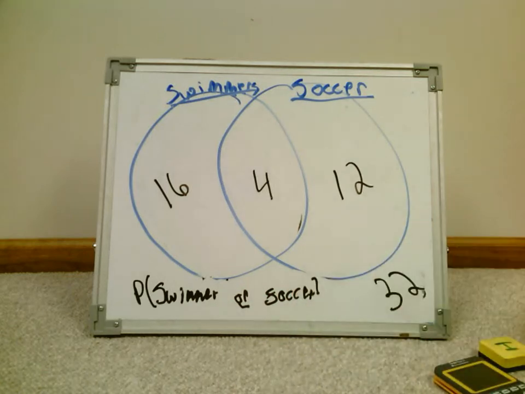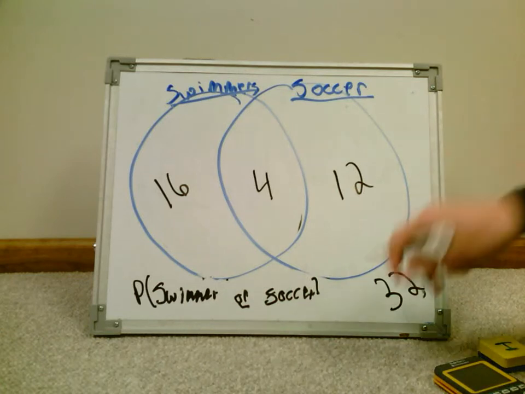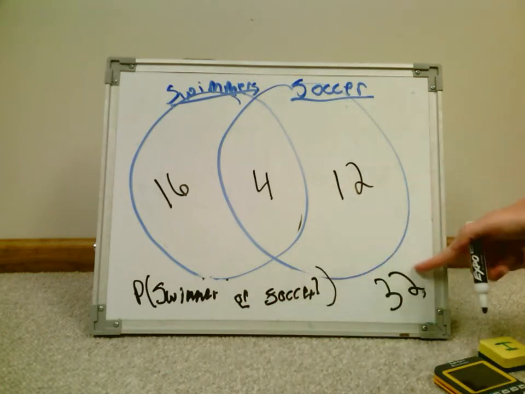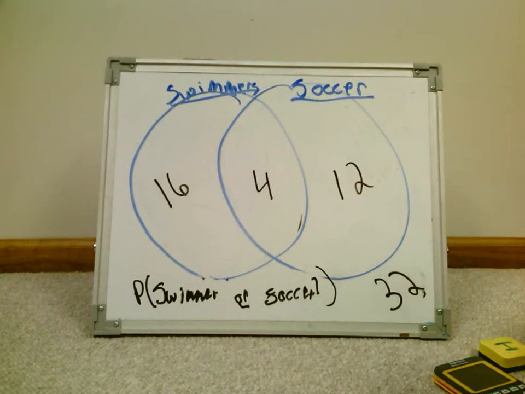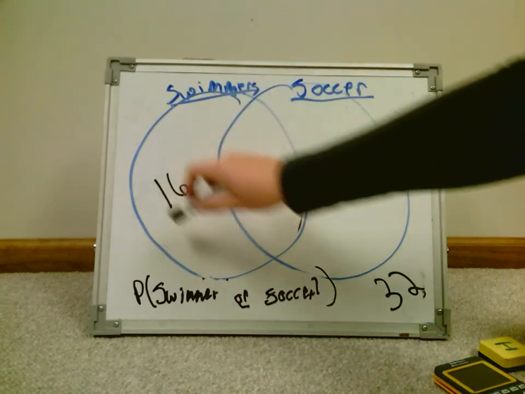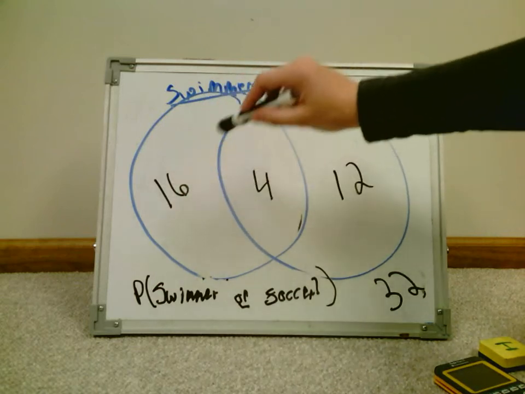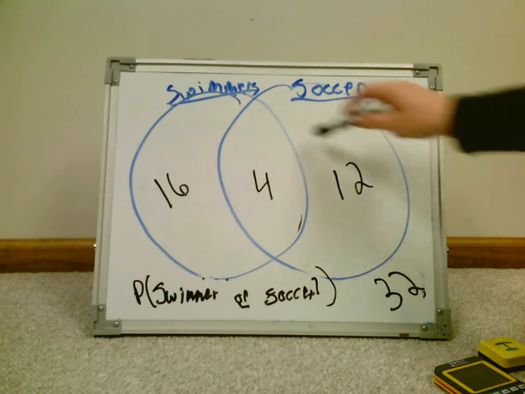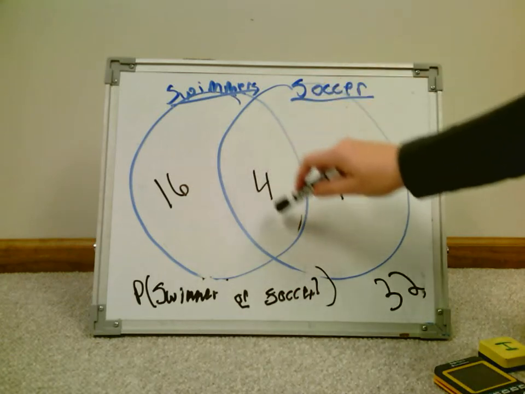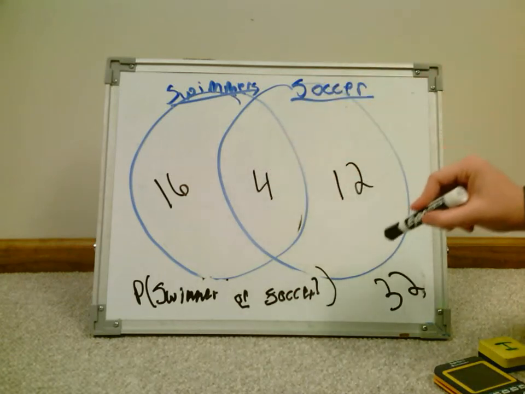What is the probability of selecting a swimmer or a soccer player? That means that I reach into this hypothetical bag of 32 people, and I am going to pick a swimmer or a soccer player. What are the odds? Well, let's consider all of our swimmers for a second. How many swimmers do I have? I have 20 swimmers. Now let's consider how many soccer players I have. I have 16 soccer players.